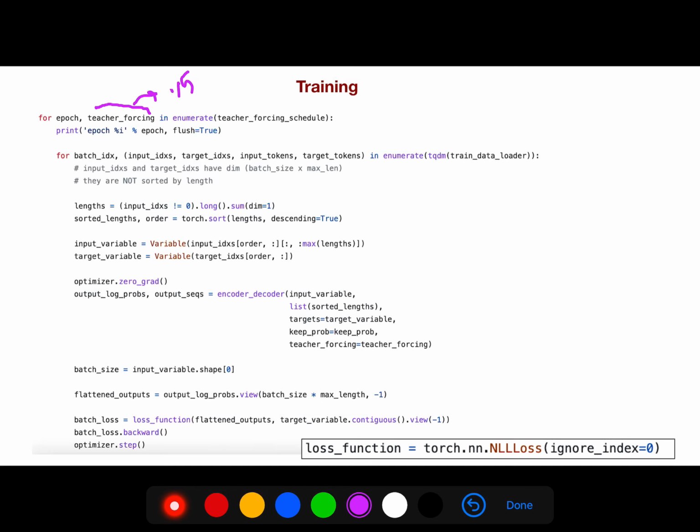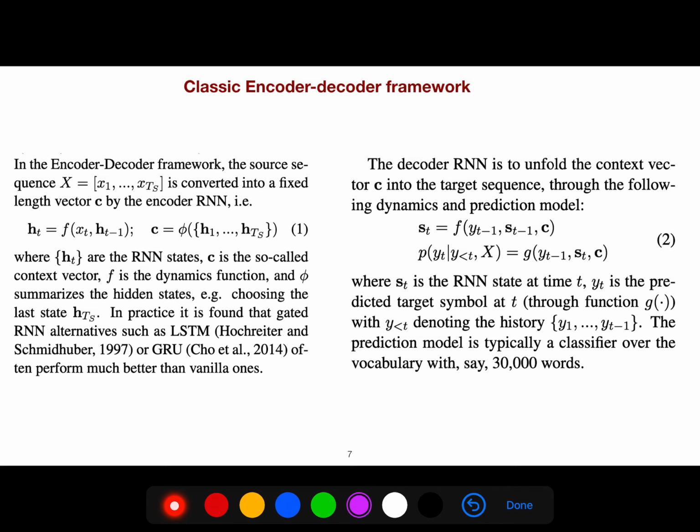So here we loop over the epochs, and then for batches, for elements in the batch, we say that, for example, we model by Encoder Decoder. This is the class that we have defined, and what we get from that is we have also a loss function. We have used that NLLLoss loss function, and finally backward and step. So everything is standard.